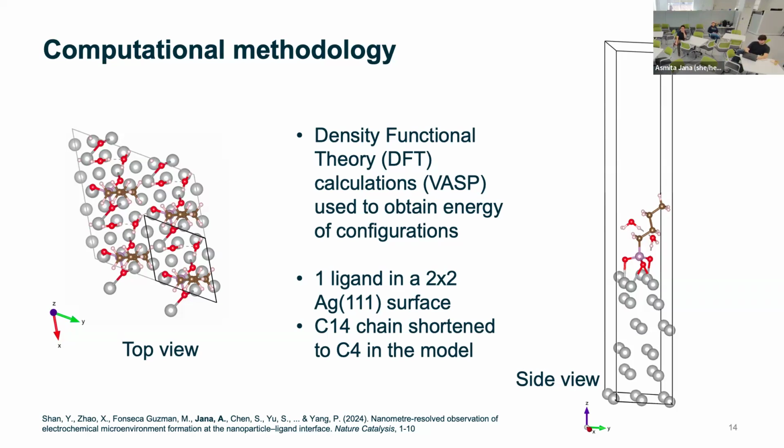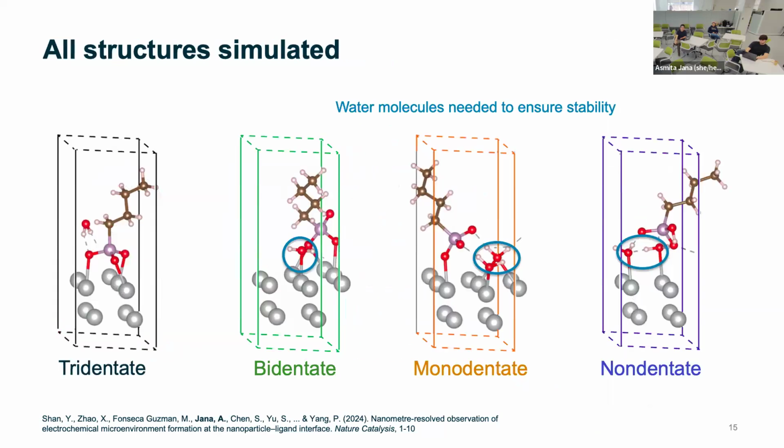So we have created this system, and our point is to use DFT calculations to get the energies of all of the configurations that are possible. What we want to show out of this project is that the nano-confined pocket only forms at really large negative potentials, right? That's our hypothesis. To show that, we first consider all of the possible structures in the system.